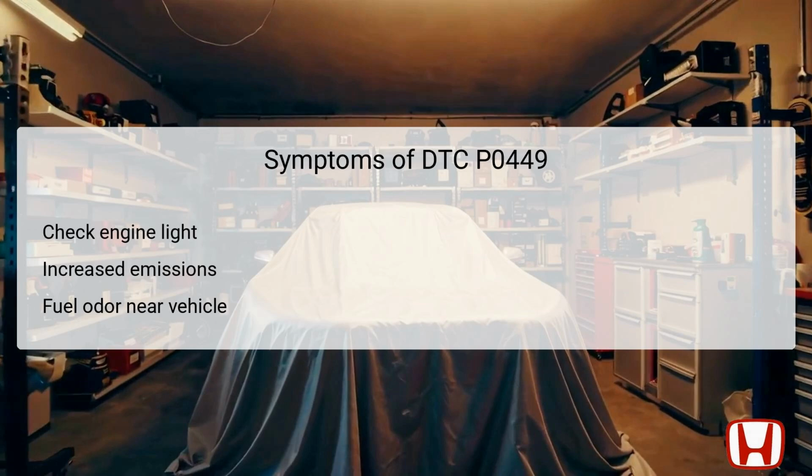A significant sign could be the presence of a fuel odor near the vehicle, especially if the canister vent shut valve is malfunctioning, allowing fuel vapors to vent outside. In some cases, there may be a decrease in fuel efficiency due to improper vapor management. These symptoms can vary in severity, depending on the extent of the malfunction and other underlying conditions in the vehicle. Addressing these indicators is critical for maintaining vehicle performance and compliance with emissions regulations.